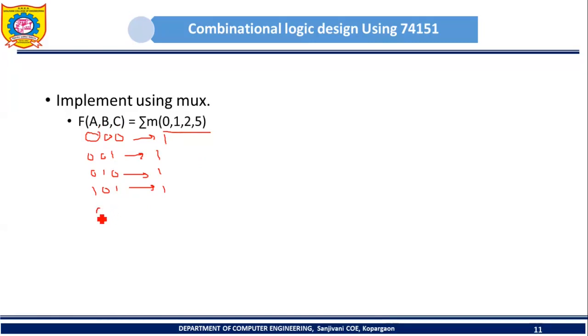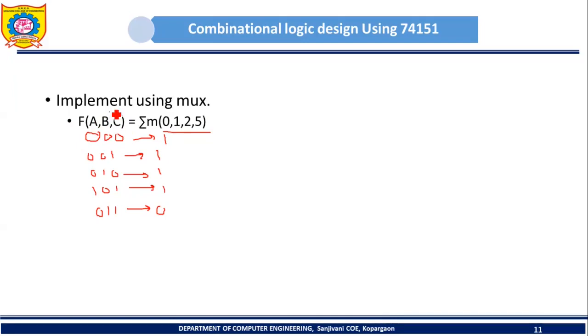But if I pass a value like 0, 1, 1 to this function, what should be the output? 0, 1, 1 corresponds to minterm 3. Is minterm 3 present in this function? No, it indicates that 3 is a maxterm for this particular function. And what is the output of a maxterm? 0. So we want this function like this.